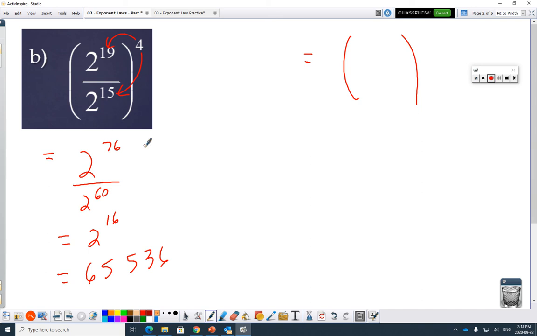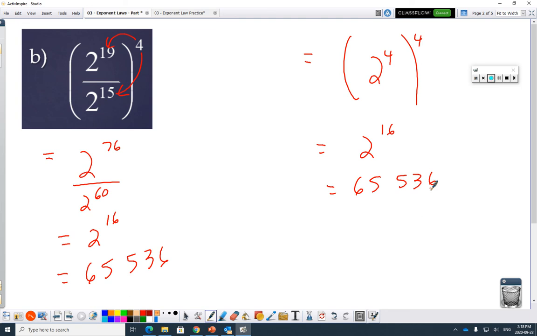19 minus 15 is 4. And then what happens, exponent to an exponent? What law kicks in now? What's that? The fifth one, and you multiply the 2 and you go 2 to the 16. And in this particular example, you might be left with going, oh, that's way better. That's what I'm going to do. Maybe. Yeah, this one it does.